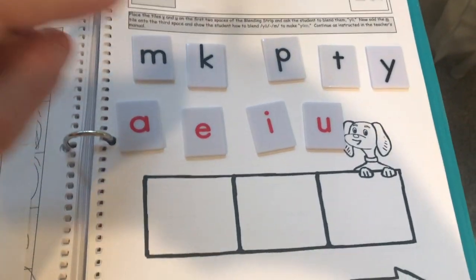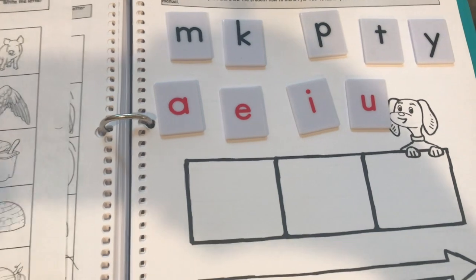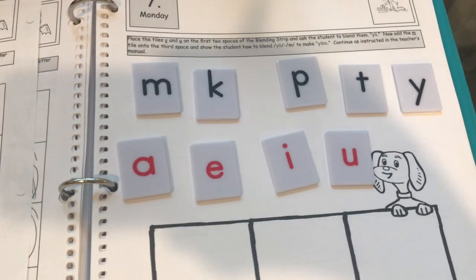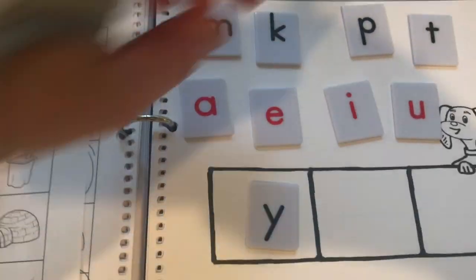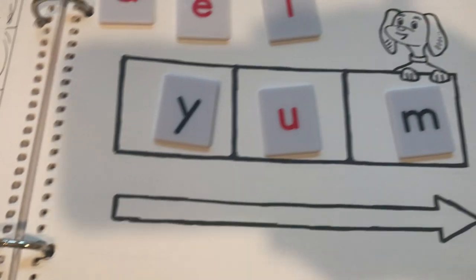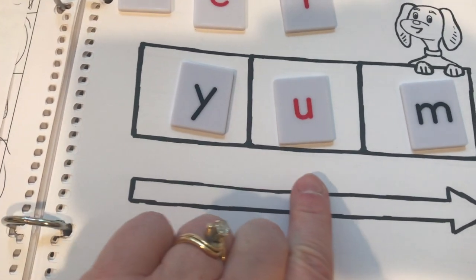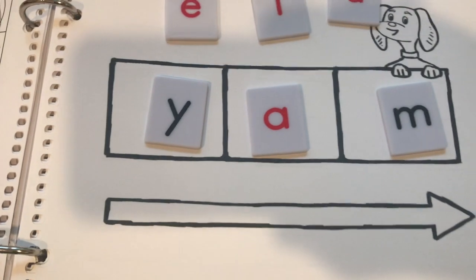Okay, so make sure your letter tiles are set up like this. If not, just pause it until you get there, and then let's go ahead and blend, okay? We're going to start off with a Y, a U, and an M. We're going to blend this. Yum. Very good. Take off the U and put on the A. And let's blend that.